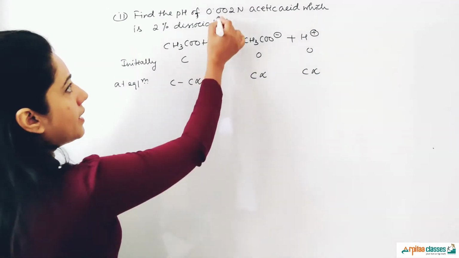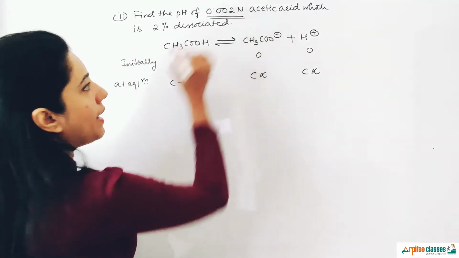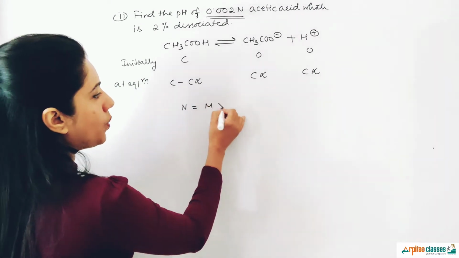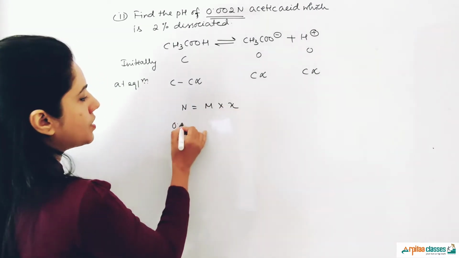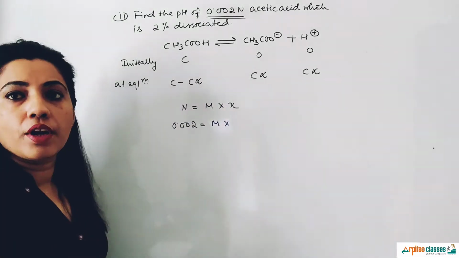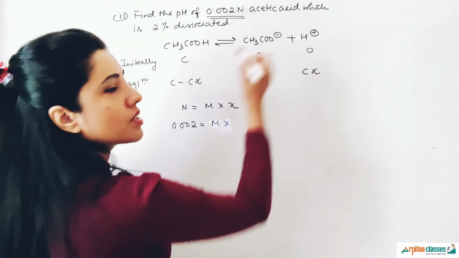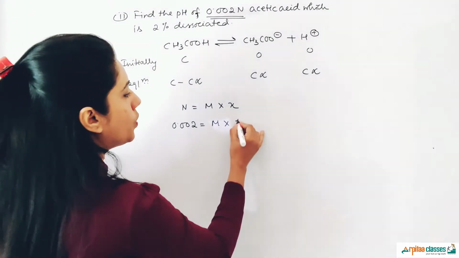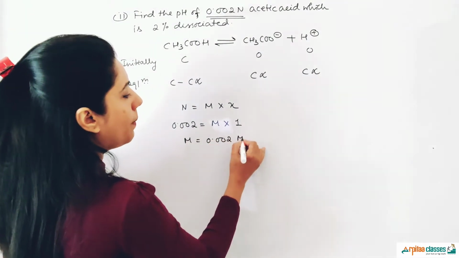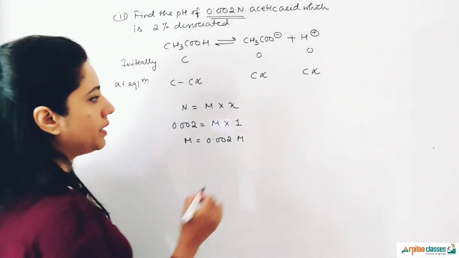But before that, let us convert the normality into molarity. We have the relationship N is equal to M into X. This is 0.002 normality equals molarity into X. X for acetic acid is 1. It is liberating only 1 H plus. So this is 1. So even the molarity is 0.002 molar. So we do not have any problem in this.